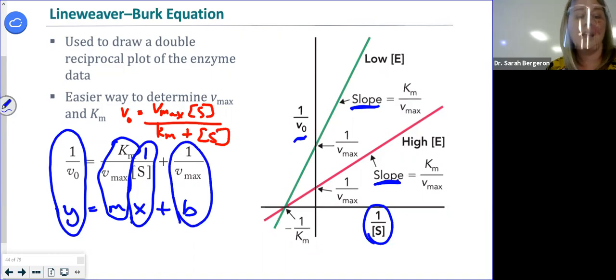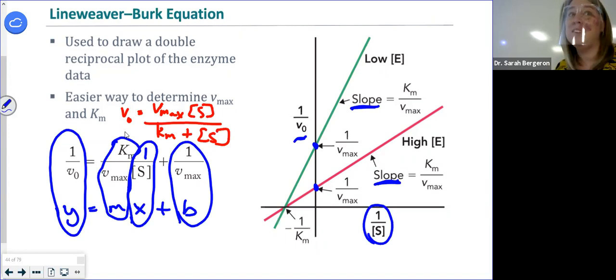1 over V max. In a graph, what is B? It's the y-intercept right there. So I can look at 1 over V max really quickly. What's my V max for my equation, right? Just by looking at the y-intercept.